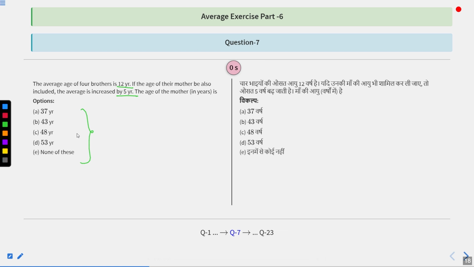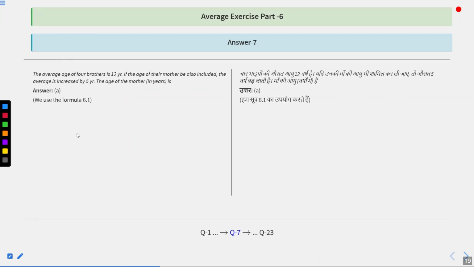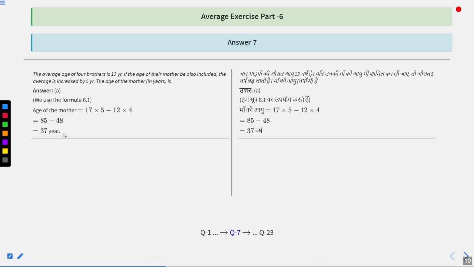Now time's up. Let's see the solution. Now we are using formula 6.1. Age of the mother will become 17 into 5 minus 12 into 4. Clear? So 17 into 5 becomes 85 and 12 into 4 becomes 48. So when we calculate it, we get the answer, which is 37 years.